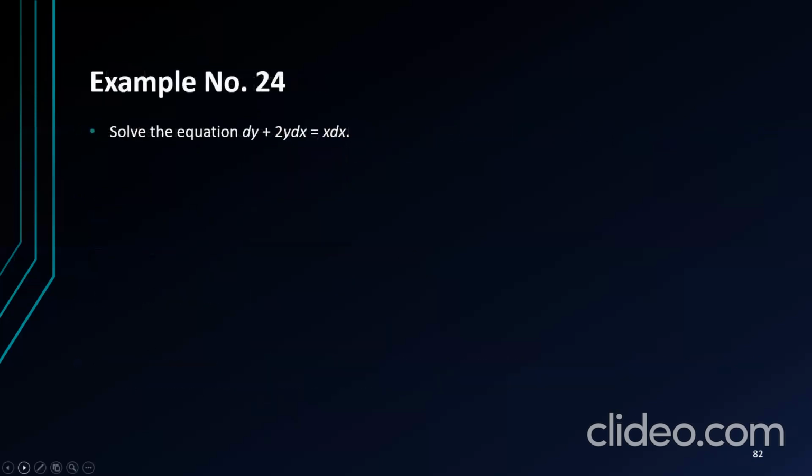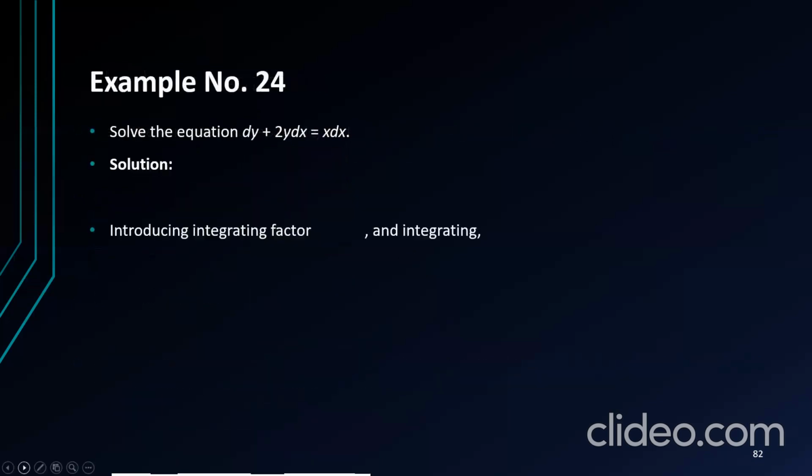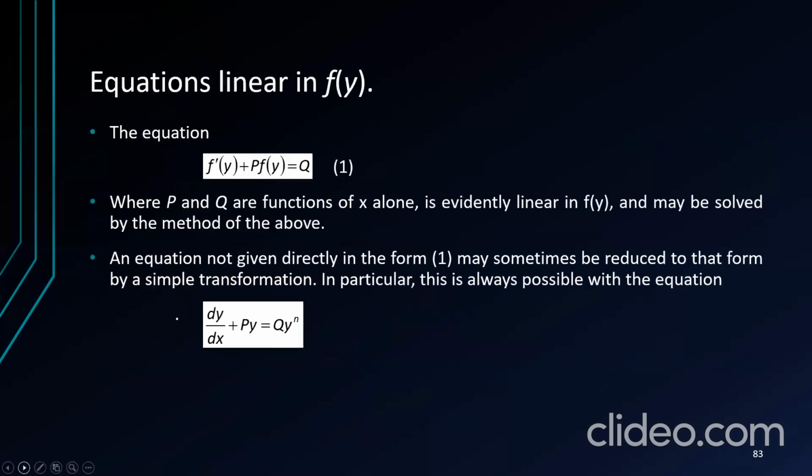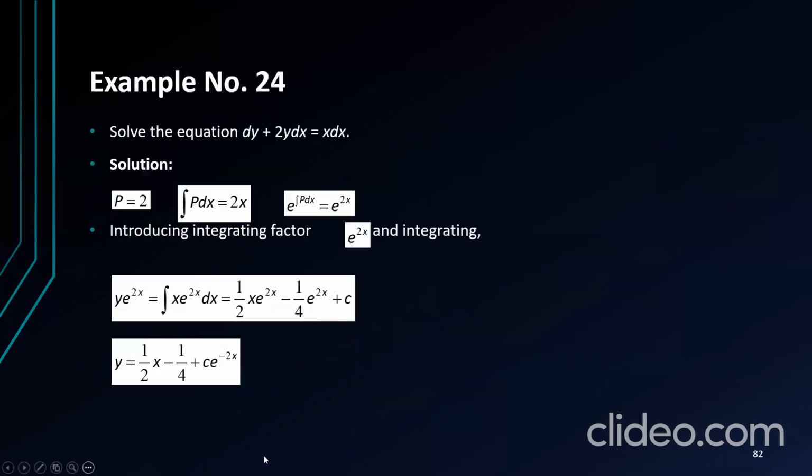Sample number 24. Ay, hindi ko natanggal talaga. Anyway. Okay, so solve the equation dy plus 2y dx is equal to x dx. Here, p is 2. The integral of p dx is equal to 2x, di ba? So e exponent integral of p dx equal to e exponent 2x. So the integrating factor is e exponent 2x.